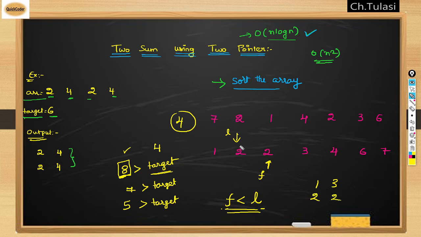So this is the simple two pointer approach for finding the two sum. Now let's start implementing this.